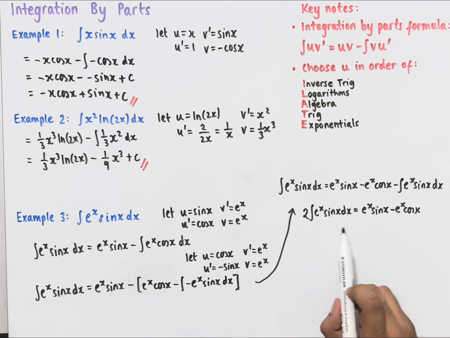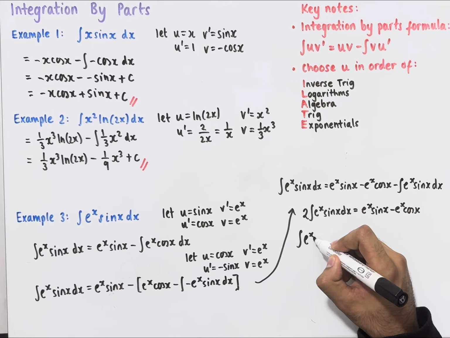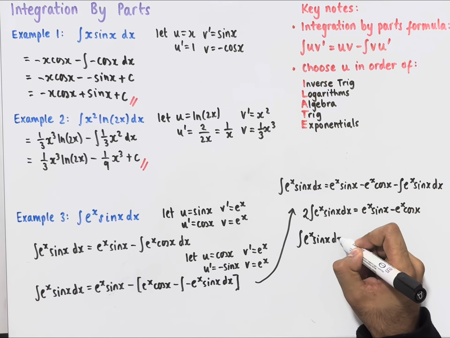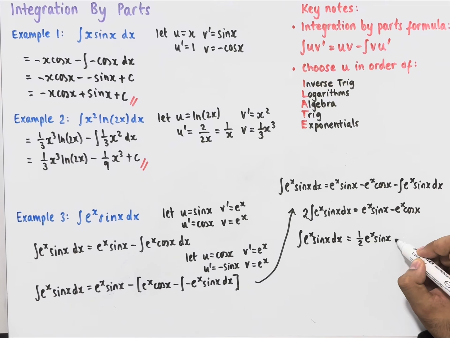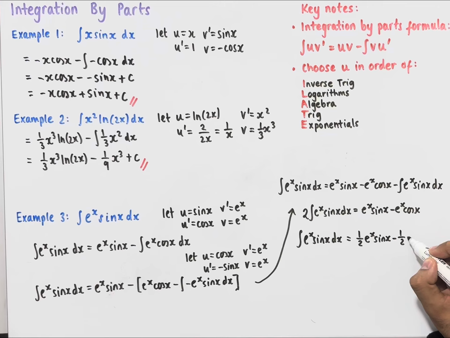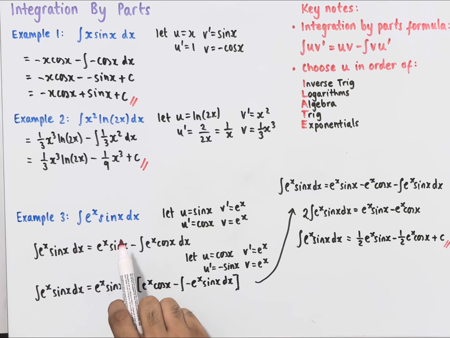And so finally we divide both sides by 2 to get the integral of e to the x sine x with respect to x equals a half e to the x sine x minus a half e to the x cos x. And since we're integrating without limits, we add on plus c. And this is the integral of e to the x sine x with respect to x.